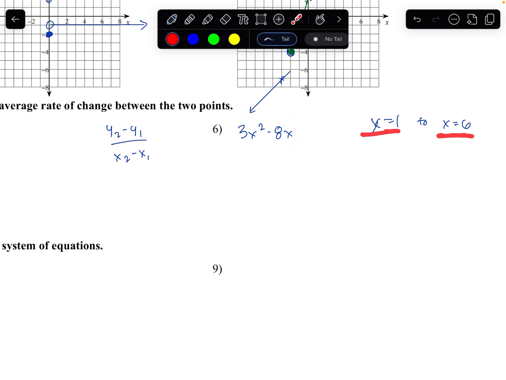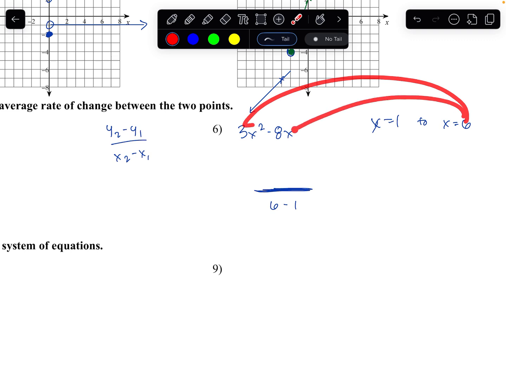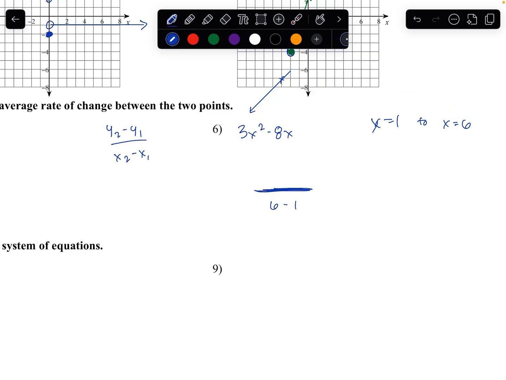So these are the x values. We have x2, we've got x1. So I know that I'm going to have to do 6 minus 1 on the denominator. And now I have to find y2 and y1. I will plug these in respectively for x2 and x1 in order to get them. So I can plug in 6 right here. So I get 3 times 6 squared minus 8 times 6. We can go ahead and plug that into a calculator. That's going to be 3 times 36 minus 8 times 6. And I get 60. Minus, now I'm going to plug in 1 right here.